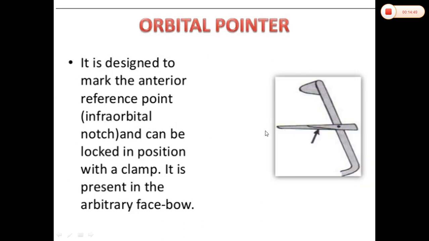And this is an orbital pointer over here. This orbital pointer is attached to the U-shaped frame, which forms the anterior reference point, so that it forms a plane between two posterior reference points and one anterior reference point, and the maxillary cast is oriented to this plane, and that in itself gets transferred when we place a face bow on top of an articulator to attach the maxillary cast to the articulator.